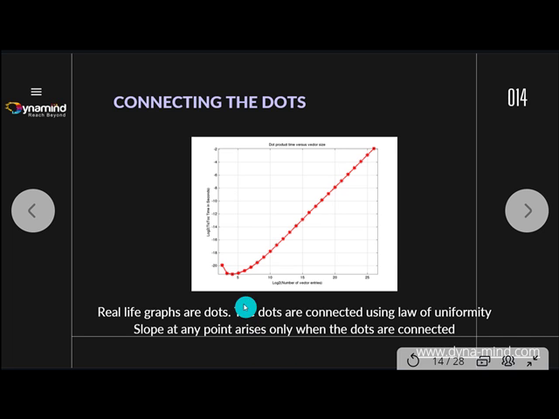For example, you have these observations in the dots. These are, for example, for 10 you have this value of y, so you plot like this, you get these dots, and these dots are connected with a best fitting line using the law of uniformity, assuming that there is no random behavior in between. That's the assumption we make, and the dots get connected. The moment the dots get connected, you start having the meaning of a slope, which will be discussed. So this slope also has a very significant role in understanding nature around us.